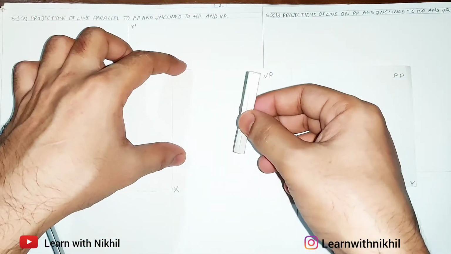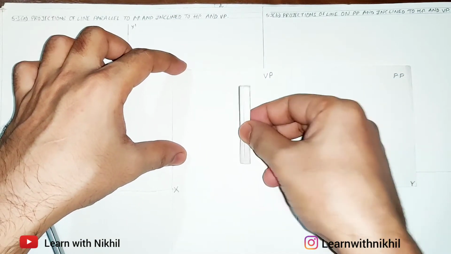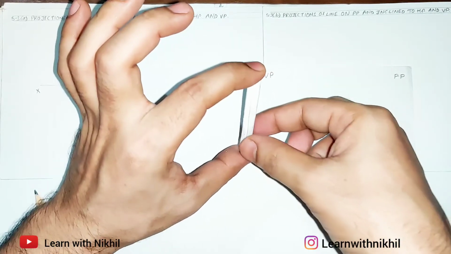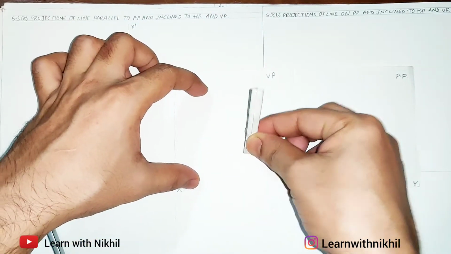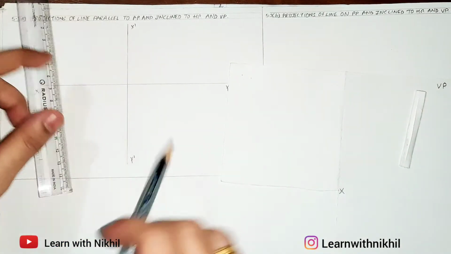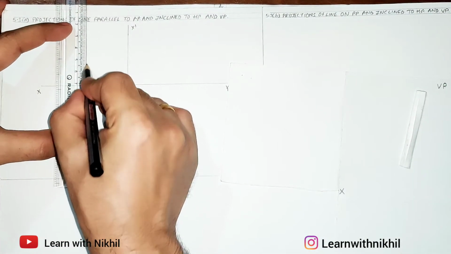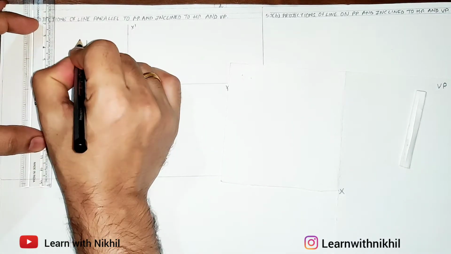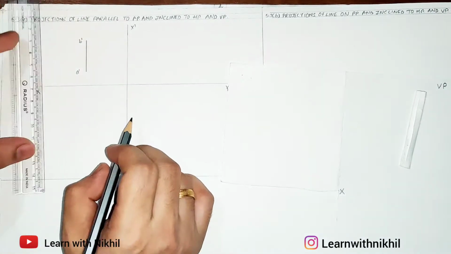Side view, this is front view. So this is the actual length. The line will be like this. So the line will be shorter than the actual length and the line will be vertical. So this length is the front view, A dash and B dash.